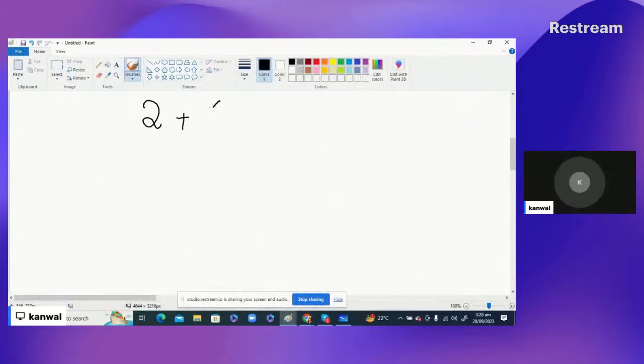2 plus 6. Count two lines. Write two lines. Now more six lines. One, two, three, four, five, six. Now count it together. One, two, three, four, five, six, seven, eight. So how much of it? It's eight. Okay.